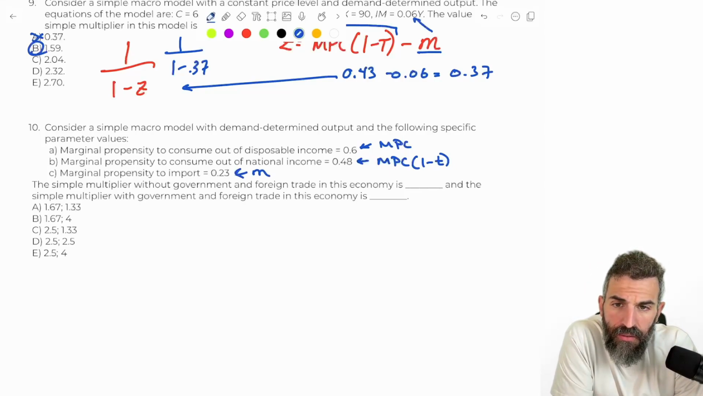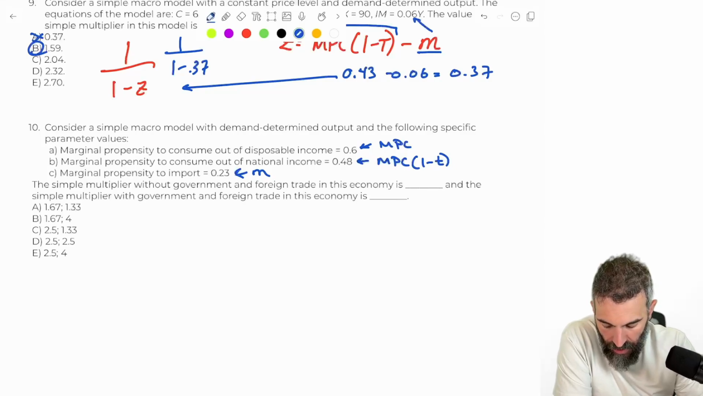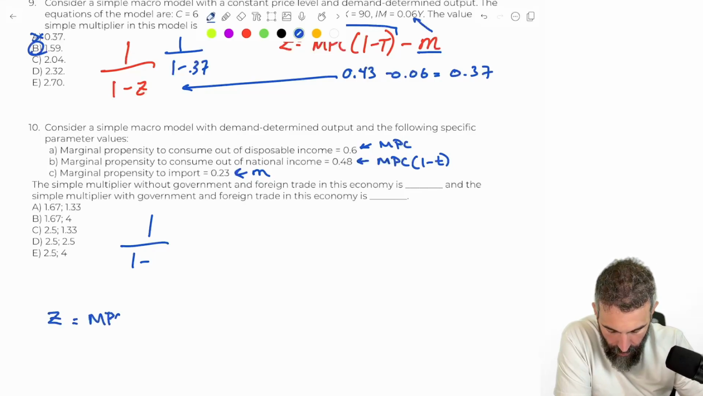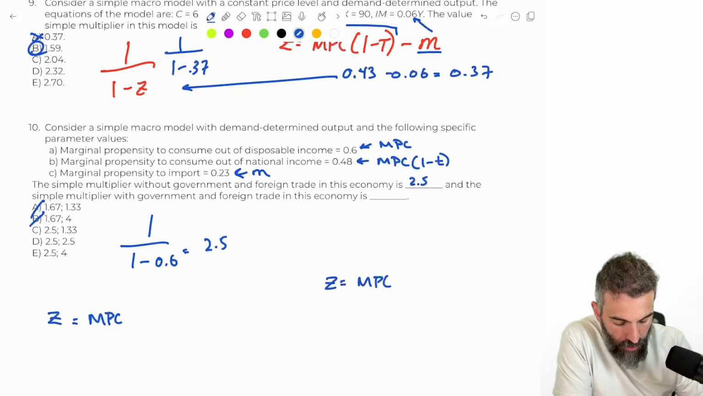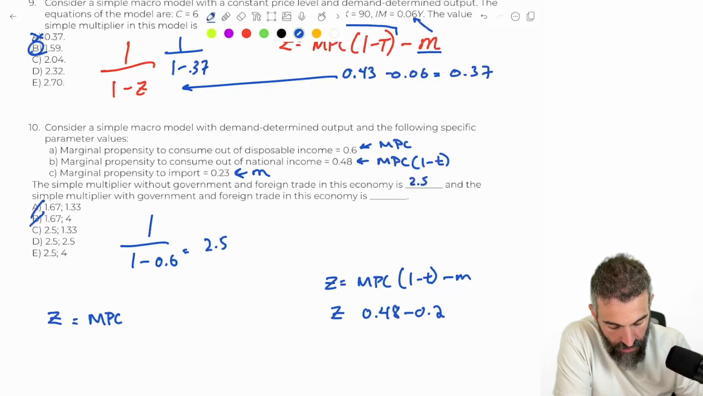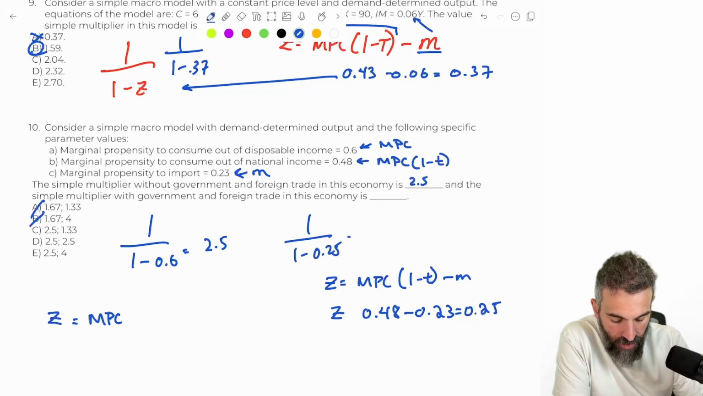The simple multiplier without government and foreign trade is equal to what? Okay. So the simple multiplier without, you need to remember that you'll use the same formula, but without government or international trade, your Z is just your MPC. So I'm going to use 0.6 here, and that would be 2.5. With government, then it would be like what we had in the previous question. So my Z here would be MPC multiplied by 1 minus tax minus the M. So it would be 0.48 minus 0.23, which is 0.25. So 1 over 1 minus 0.25 is 1.33. So the answer is C.